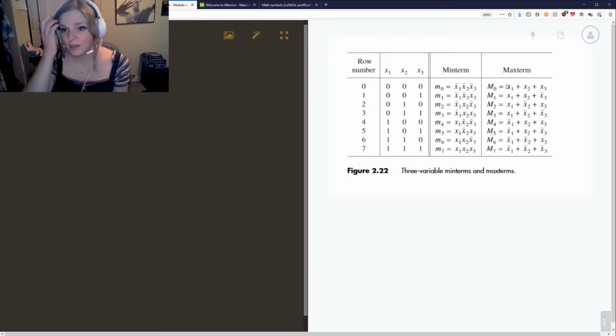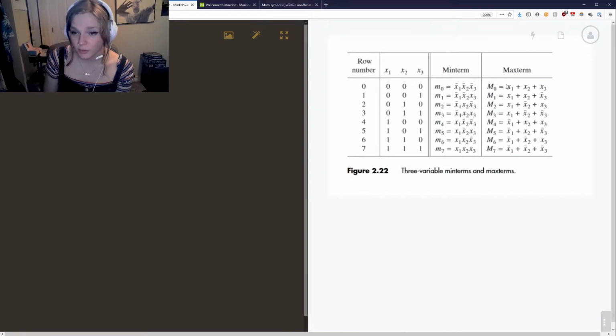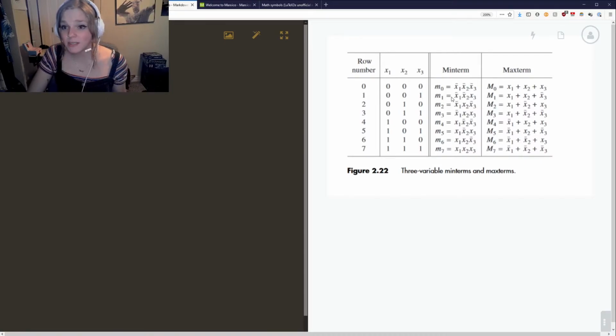The max term, on the other hand, is the complement of that. If the max term is true, that means we are not in this current row. So max term m0 is the expression x1 or x2 or x3. If this evaluates to true, that means that one of these is a 1, and that means we could be in any row except for row 0. So the max term is saying we are not in row 0. Same thing for m4: if m4 is true, then we are not in row 4.